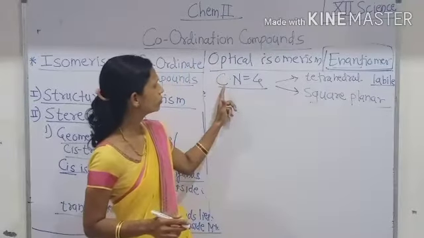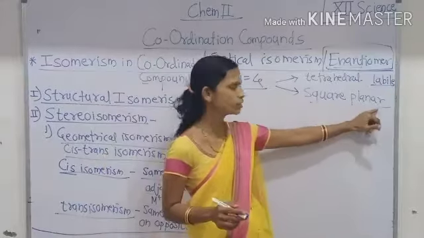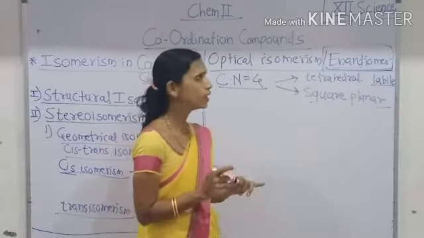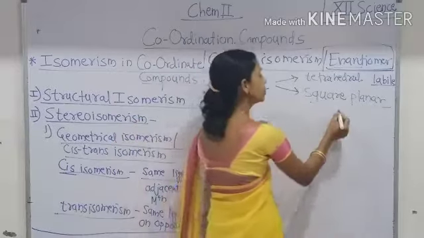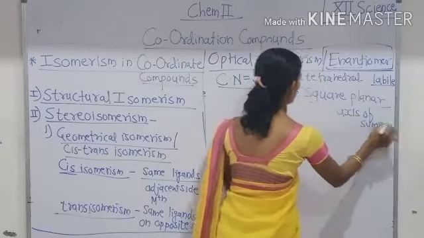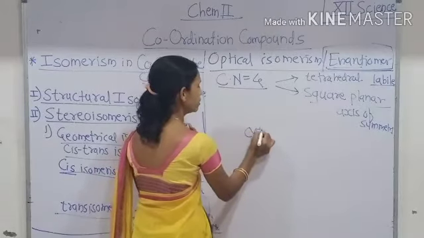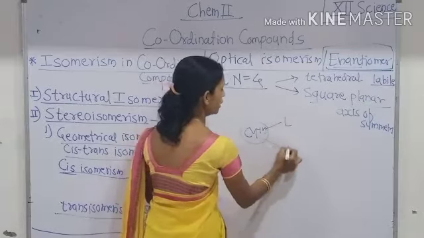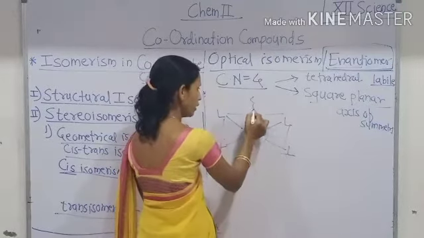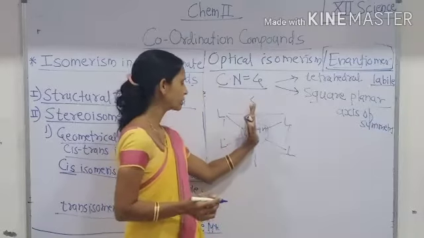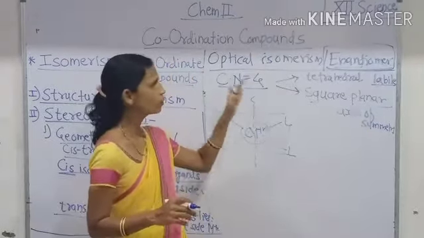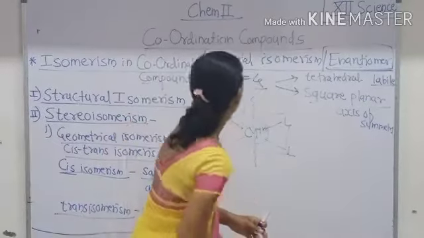And coordination compounds having coordination number 4 and square planar geometry also do not show optical isomerism or enantiomers. It is due to their axis of symmetry. That means in square planar geometry, the central metal ion is surrounded by ligands in the same plane and has an axis of symmetry. Because of the axis of symmetry, it does not show enantiomers or optical isomerism.